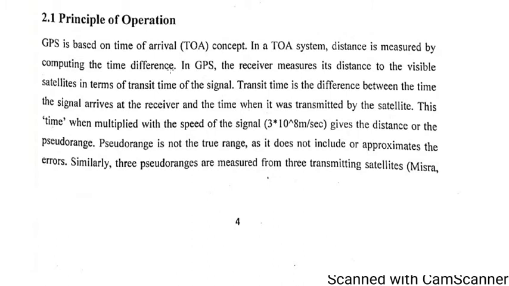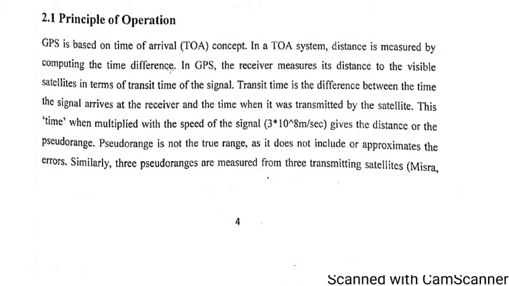This gives the time, and this time is multiplied by the speed of light, or the speed of the signal, which is given as 3 × 10⁸ meters per second. This gives the distance, which we can also call pseudo random ranges or pseudo random codes. These are not the true codes, but they are the codes which are a fundamental part of GPS and are mostly used.